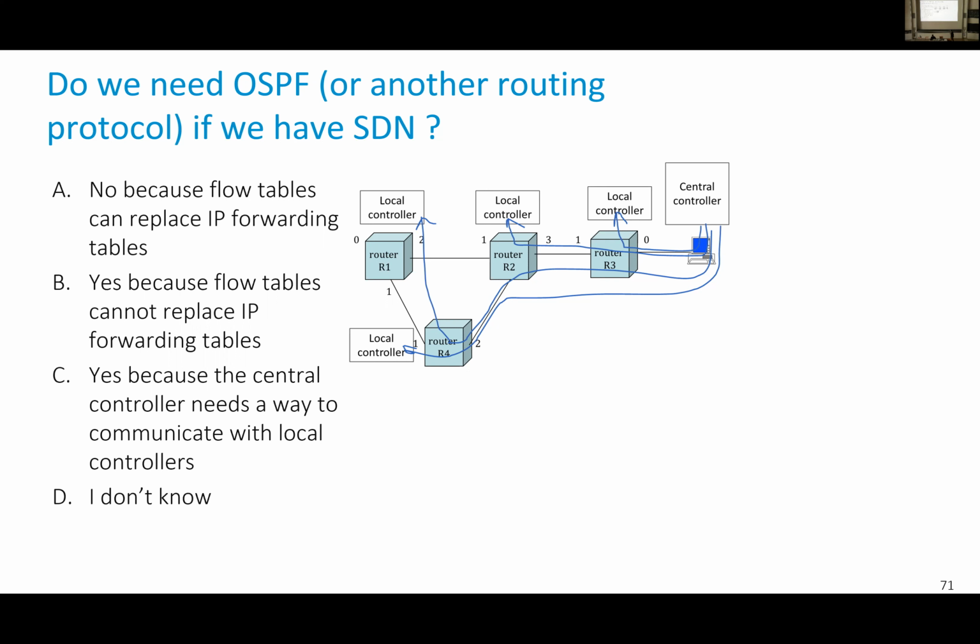So the answer seems obvious. It's a bad idea because in order to download the rules, we need to set up TCP connections. So we need the network to work, right? We need the routing tables to be working. So we need to bootstrap connectivity.